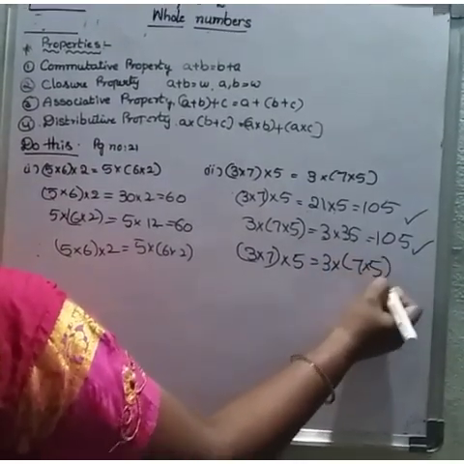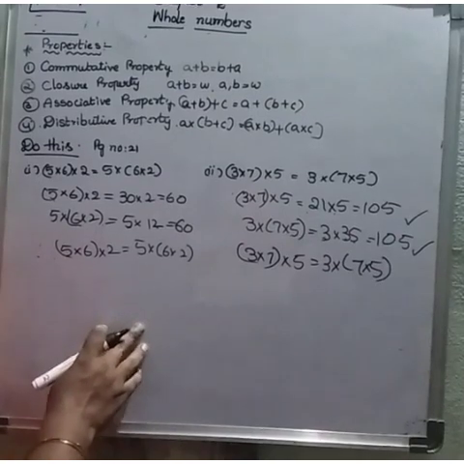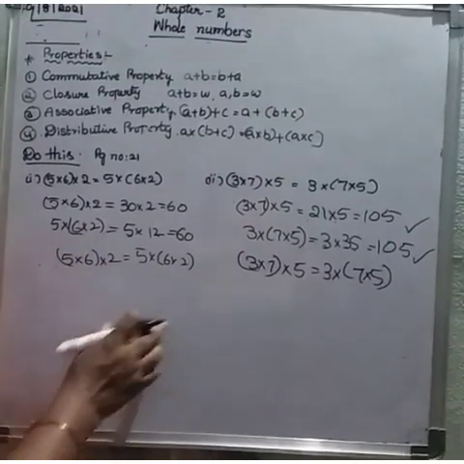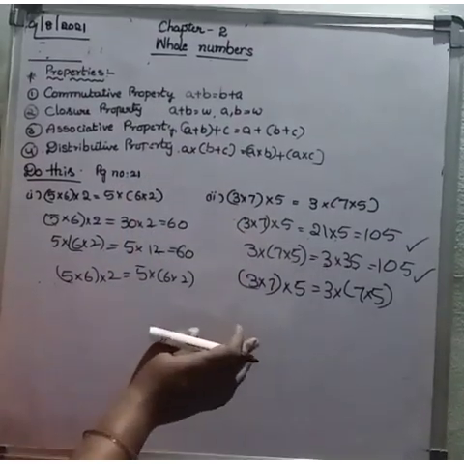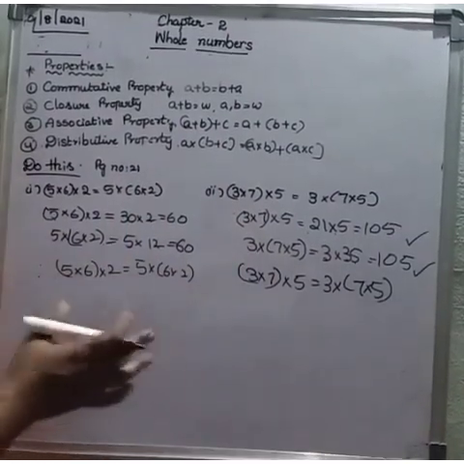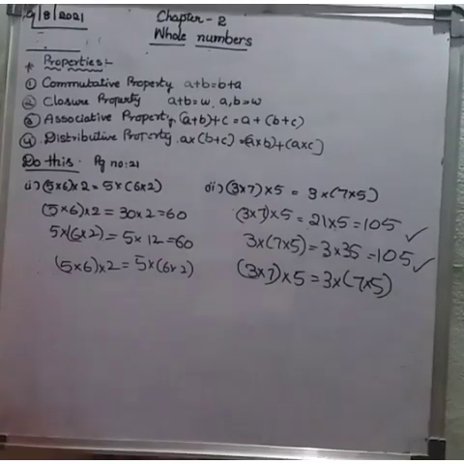Right? Okay, this is multiplication associative over whole numbers. A into B into C equal to A into B into C.